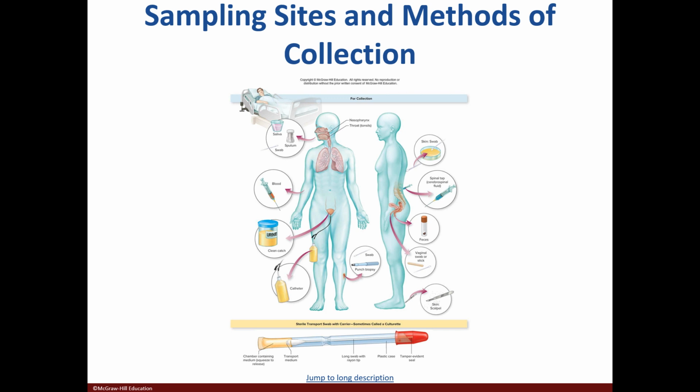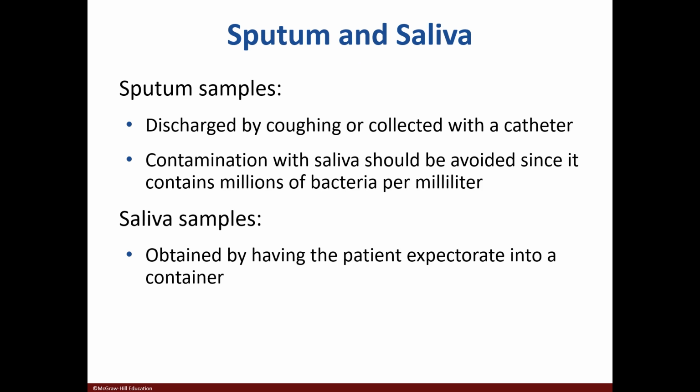There are various sites that can be sampled, including saliva, blood, urine, skin, feces, cerebral spinal fluid, and vaginal swabs. Sputum samples can be collected via coughing or via a catheter. It's important that saliva not be collected, as it contains millions of bacteria compared to the sputum. Saliva, in some instances, is needed and can be collected from expectorate.